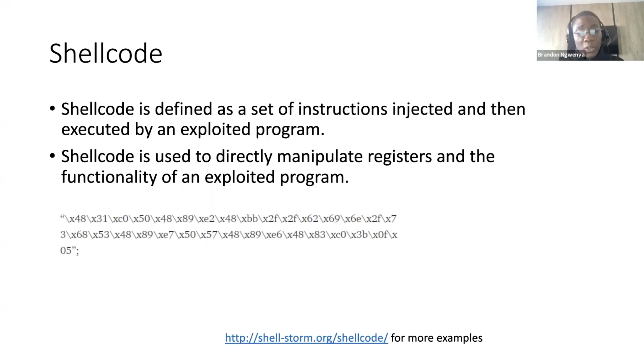So now that we know how we can overwrite a function, the next step is knowing how to actually get the program to run what we want it to run. And we do that using shellcode. Shellcode is basically a set of instructions that gets injected and then executed by an exploited program. So it's basically a program that is decompiled into hexadecimal form. The string at the bottom here would be a typical example of shellcode.